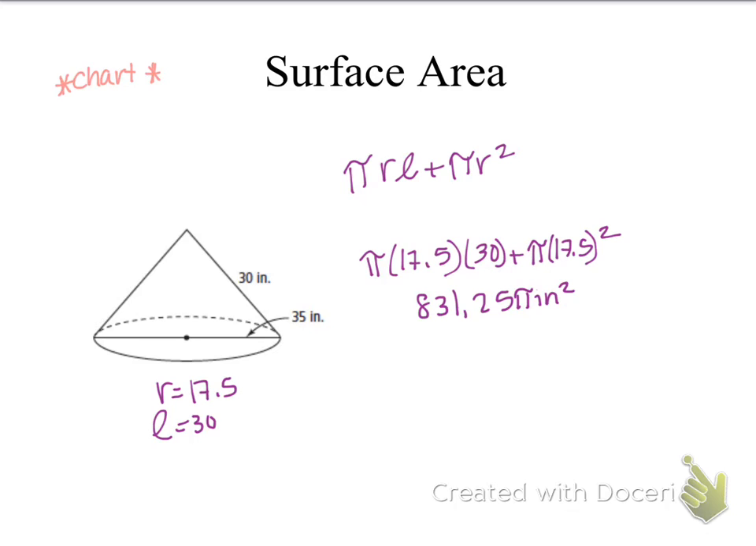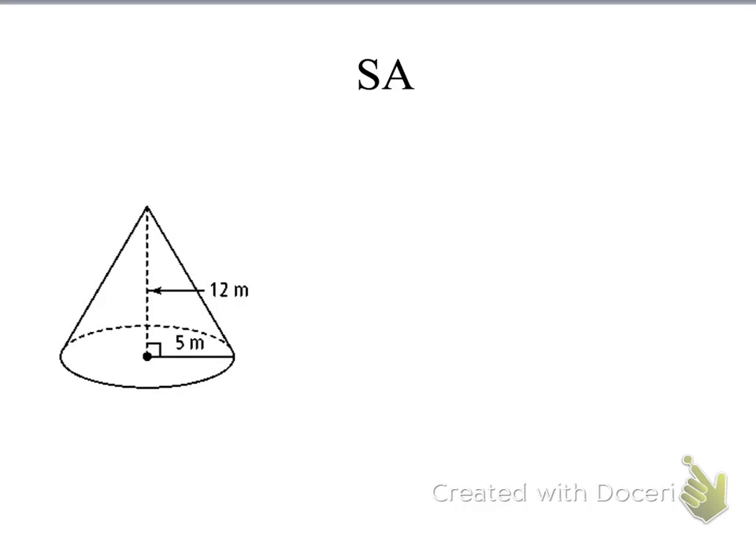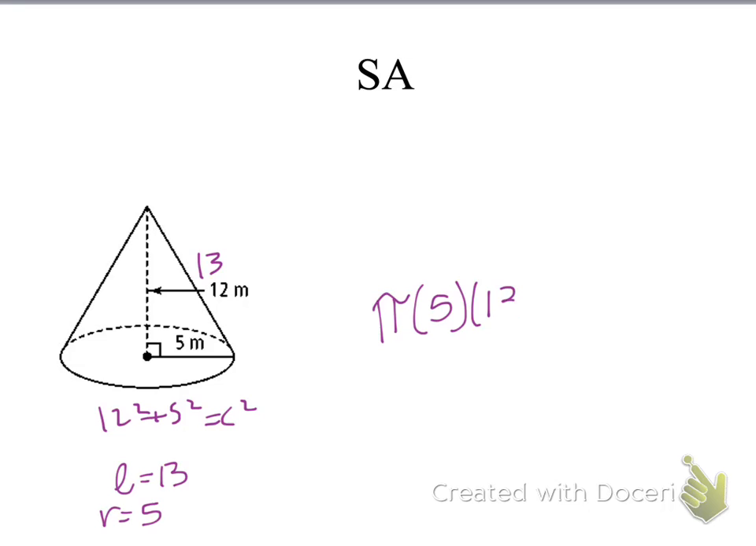Going back to your notes, here's my next one. You have to use the Pythagorean theorem, so 12 squared plus 5 squared equals c squared. We get 13. So my slant is 13, my radius is 5. So pi times radius times slant plus pi r squared. We get 90 pi centimeters squared.